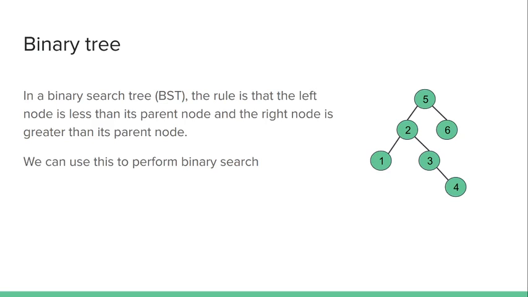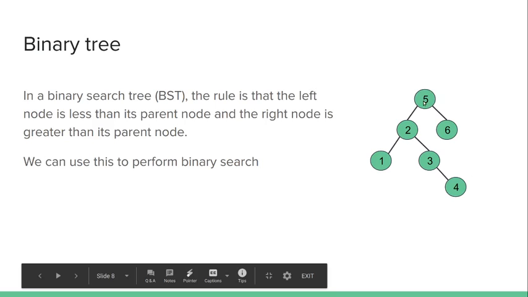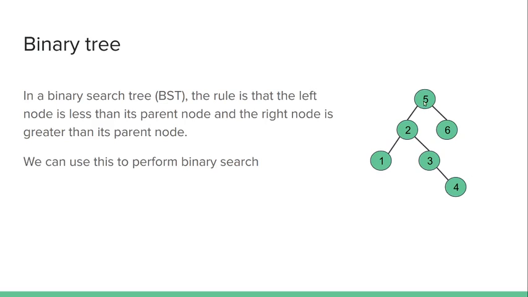Another special type of tree graph is a binary search tree. In a binary search tree, there's another rule that says that the left node is always less than its parent node, and the right node is always greater than its parent node. So if we look at this example, we have a root node of 5. So anything to the left of the 5 must be less than 5. So the 1, 2, 3, 4 are all nodes that we see to the left of 5, and those are all less than 5. And then any nodes to the right of the 5 must be greater than the 5.